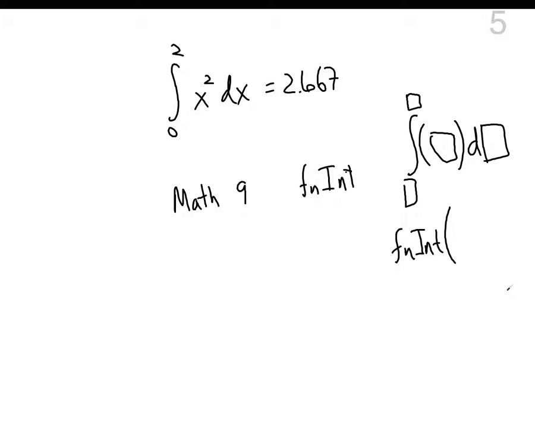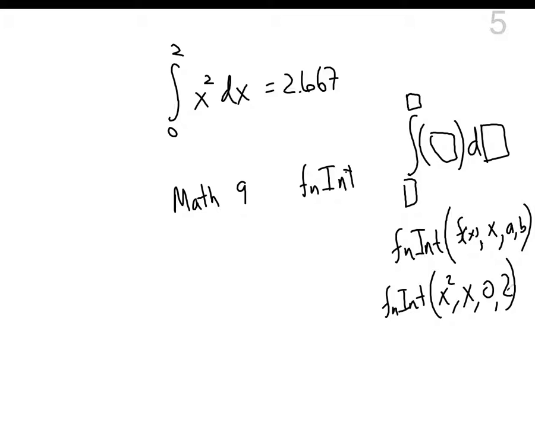Don't just separate it by a comma. You do the function first, comma, the letter X. Literally the letter X, comma, A, comma, B. Now, what's A? A is the lower value. B is the upper value. So for this particular problem, you would do finint X squared, comma, X, comma, 0, comma, 2. You get the same answer.